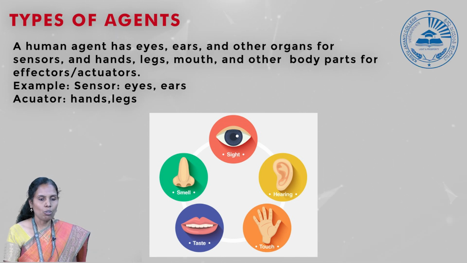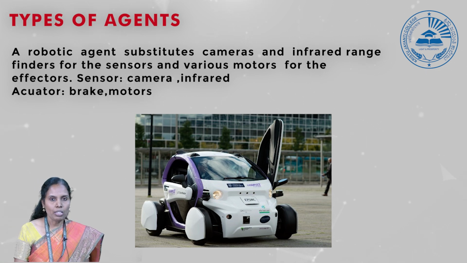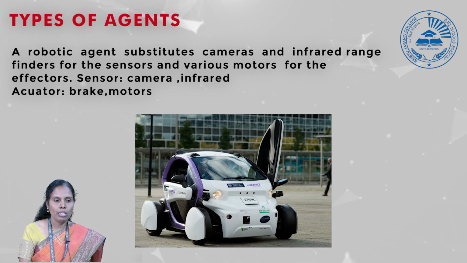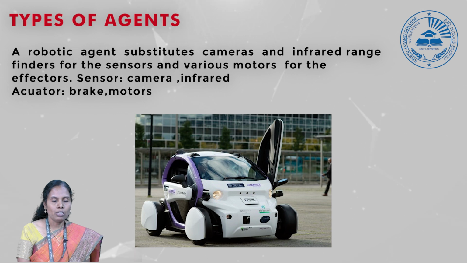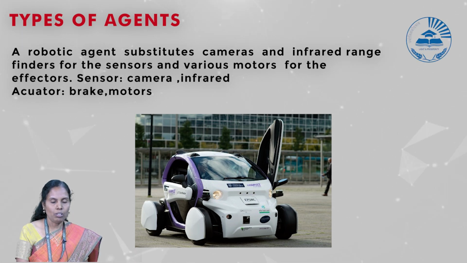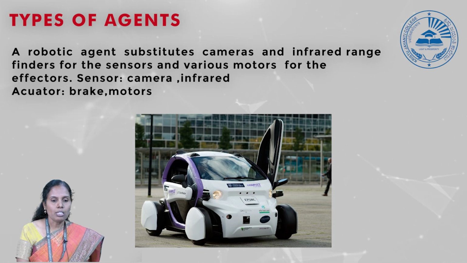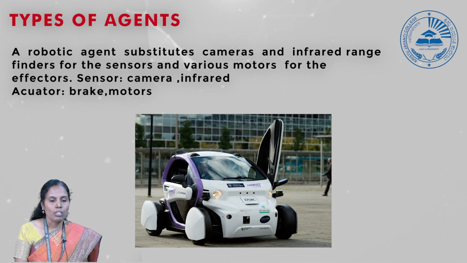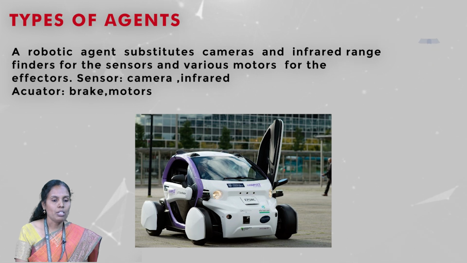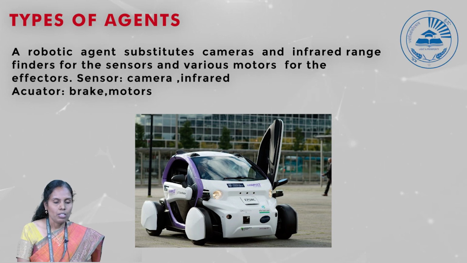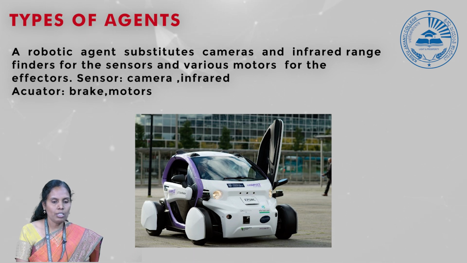Then the next one is robotic agent. Robotic agent is a substitute of camera and infrared effectors. So here, suppose we are taking one example for the robotic agent, a robotic car. In this car, one camera is fixed. So through the camera only we can identify whether the signal will be there or not. So if some red signals or any other object will come or any other car will come, we have to stop, right?